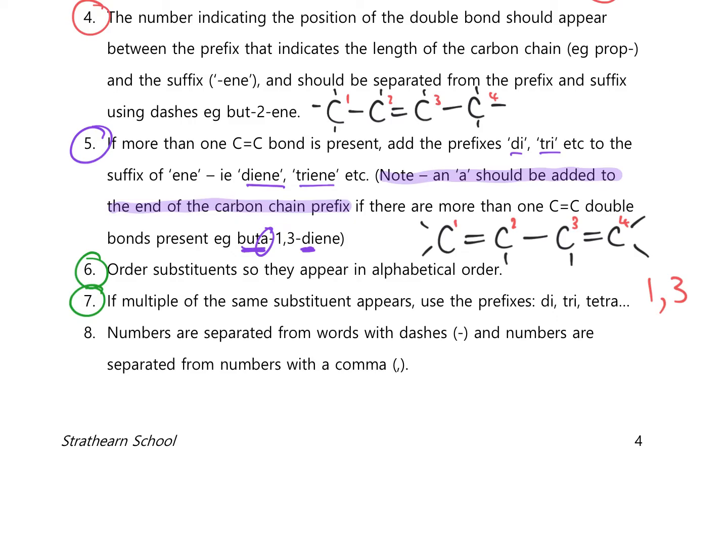So lots to take in there, but the main extra rules are just about using ene instead of ane. Finding your longest chain that contains the carbon-carbon double bond, that's really important. Numbering it so that the carbon-carbon double bond is on the lowest carbon over the substituents. The double bond is more important to be on the lower number than the substituents. And then if there's more than one double bond, you need to indicate that as well, and include a little A at the end of the prefix.